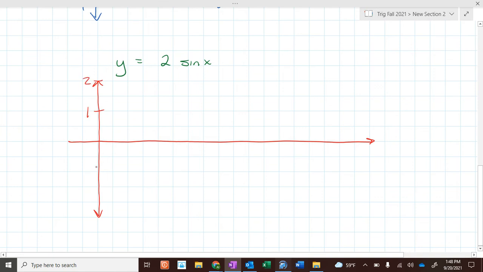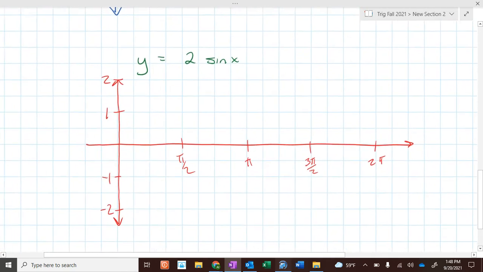1, 2, negative 1, negative 2. Pi over 2, pi, 3 pi over 2, 2 pi. Okay, so when we're graphing these, I want you, if you have colored pencils, to start bringing colored pencils to this class, okay? If you don't have colored pencils, that's fine. I have some of them in the drawer. But when we graph these, I want them graphed in different colors.